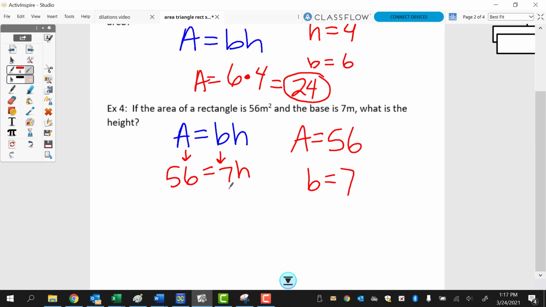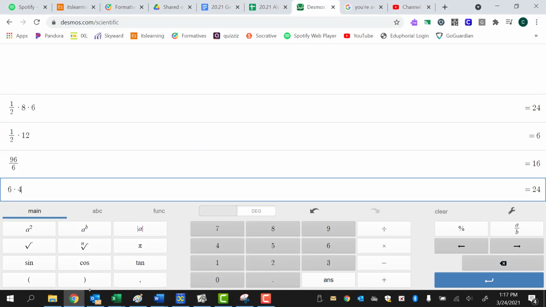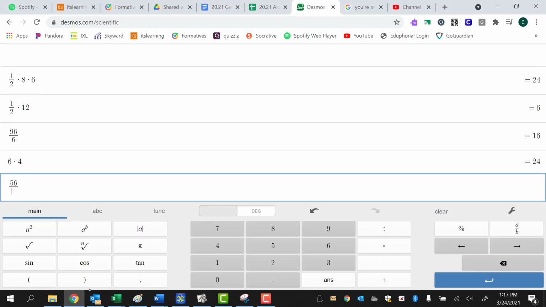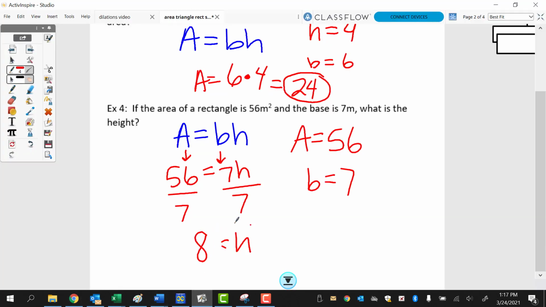How do I do that? I divide by 7. And I get H equals, I don't know, what's 56 divided by 7? Is 8. So I know the height of that rectangle is 8. Final answer. Okay? So this is going to be how the first couple questions are in the formative.